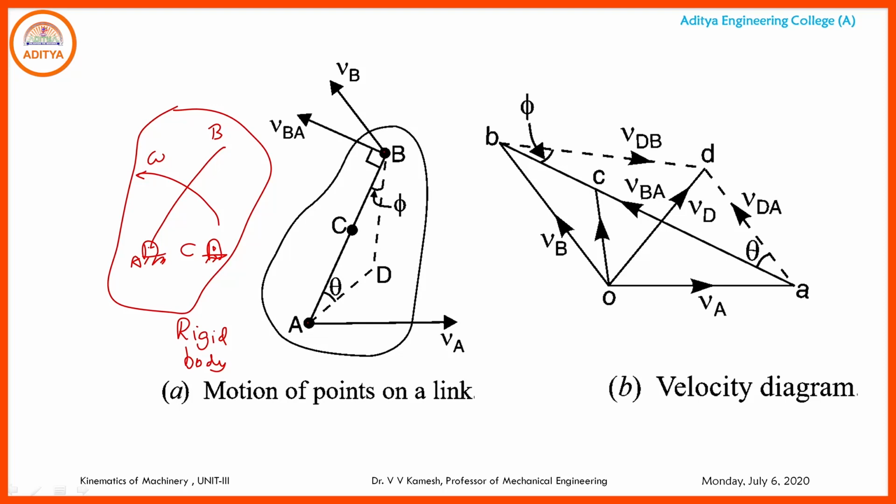Now here the rotational velocity of A will be VA and the velocity of B will be VB. So how these two are represented in the ordinary case, and we will take the in-between point C and another point D outside the link.